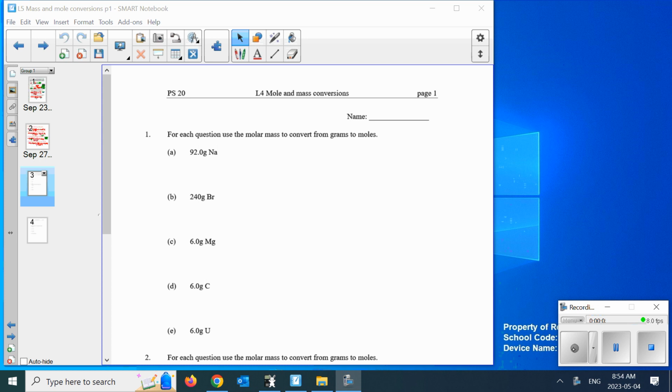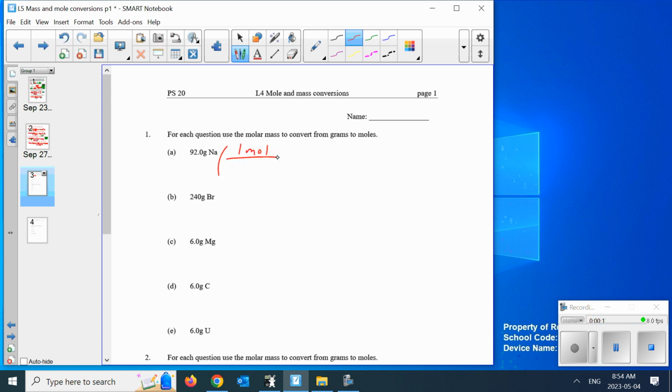We are in progress. We were just working on these. We're going to take up the first bit of these. 92 grams of sodium. We already did this one, so I'll just jot it down. That's 1 mole for every 22.99 grams. And that comes out to be 4.002 significant digits moles.